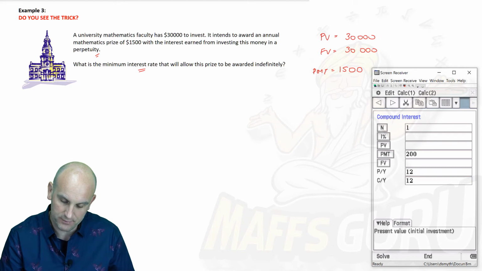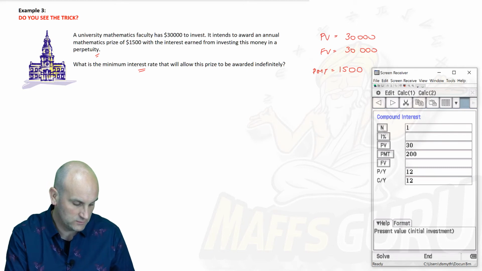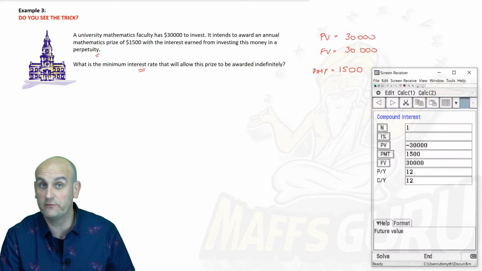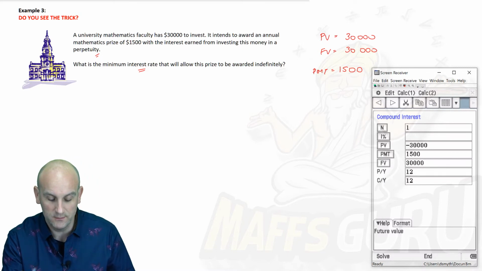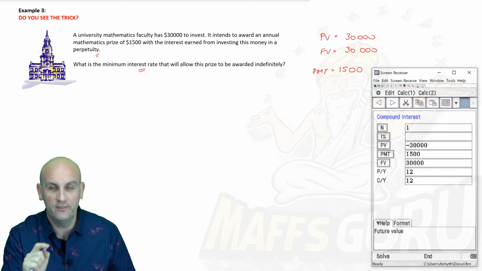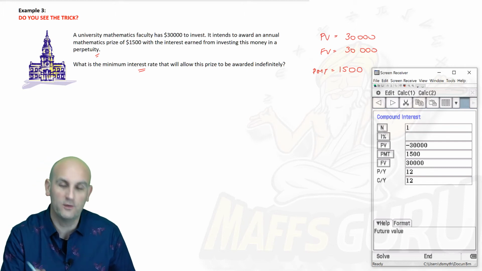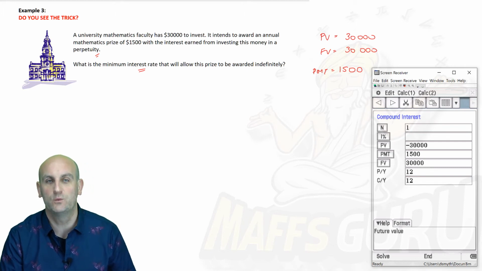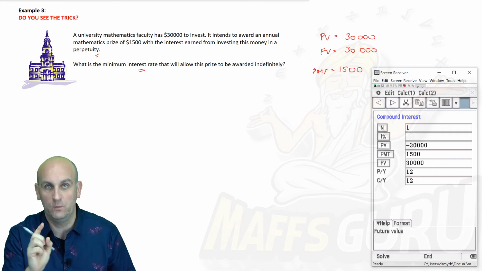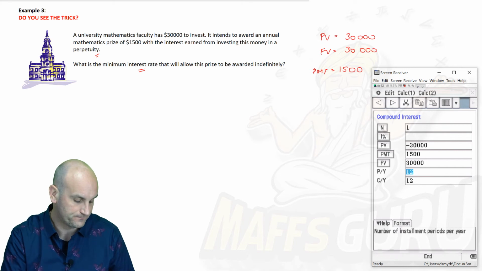Payment, my present value, 30. Oh, don't forget the minus. Minus is important, 30,000. Yep. Payment we know is going to be 1,500. Future value, 30,000. And 12 and 12, yes? No. No. No. And that was where the trick was. The word that was so important in this question was the word annual. Okay? Now, if it's annual, there's only going to be one payment per year. And there's only going to be one compounding period per year.